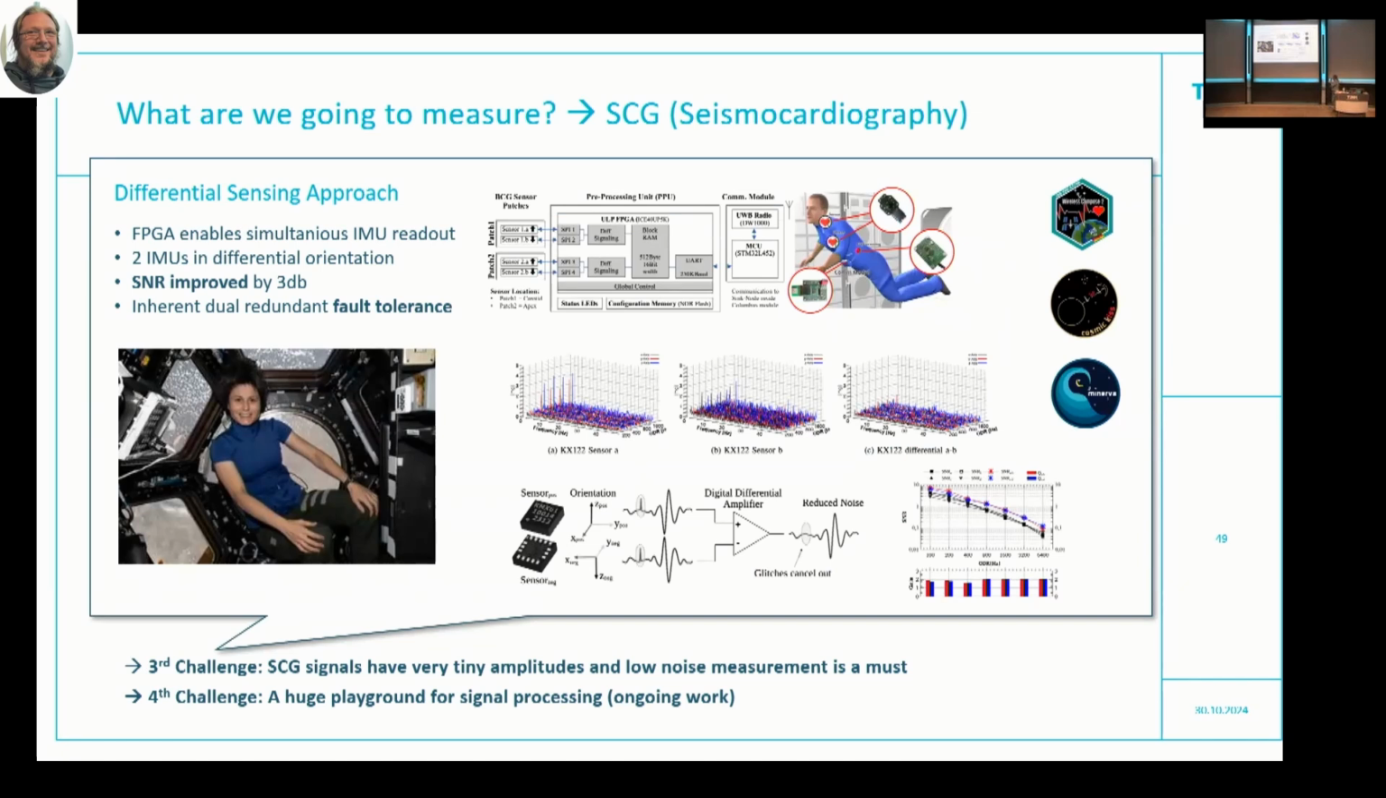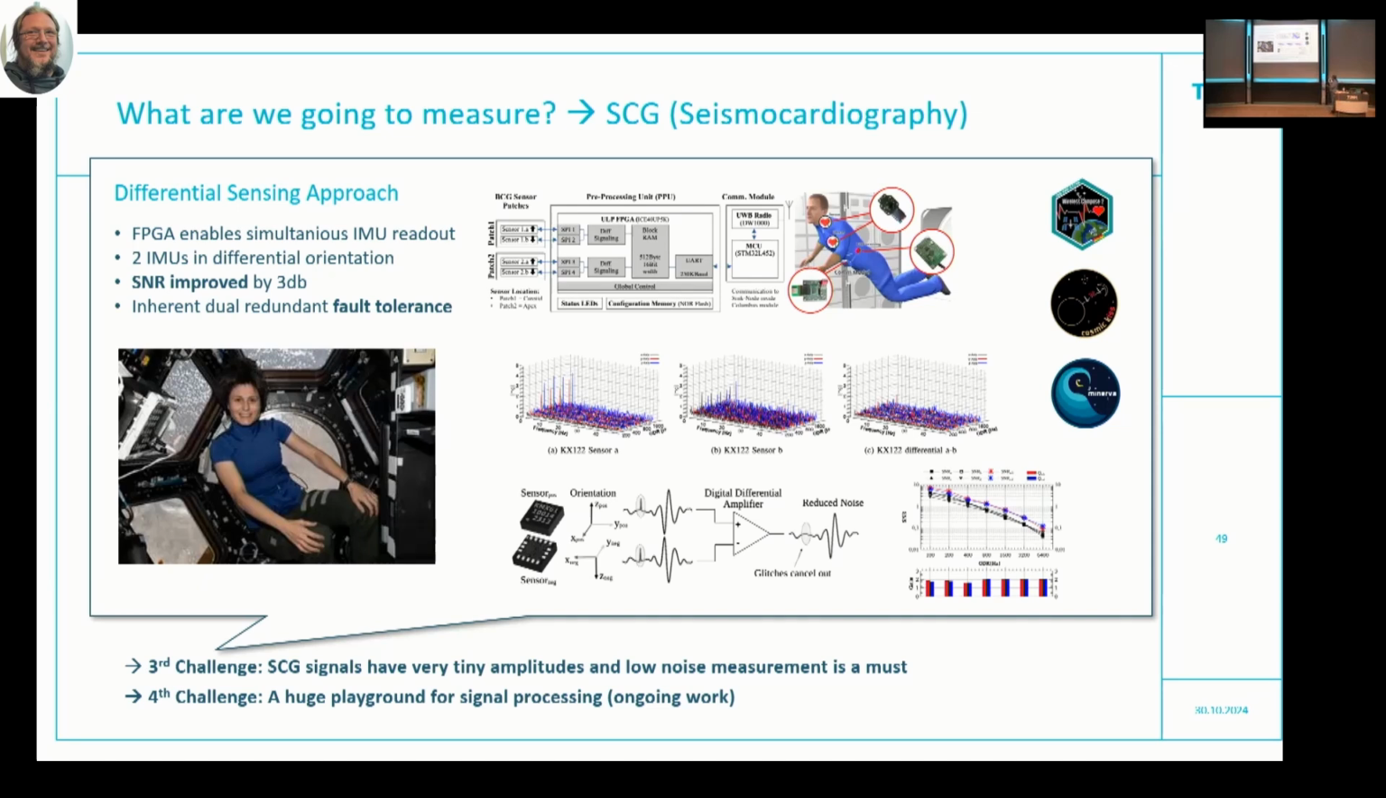What we do is we are using not just one sensor, we are using two sensors, and we are putting them in a differential orientation. The first thing we can do is think about the oversampling theorem. The oversampling theorem says that we can now have an SNR improvement of 3 dB. So we are lowering the noise floor by just using two sensors.